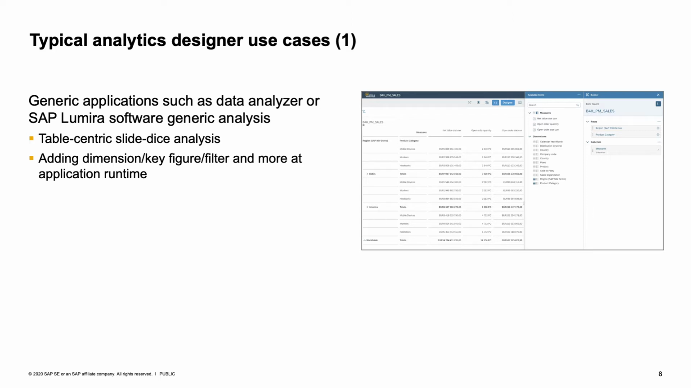is more geared toward table-centric slice-and-dice analysis, where you can add or remove dimensions and key figures in the tables, and you can also do filtering using the context menu and the filter to do very intuitive analysis. So for this kind of ad hoc, table-centric slice-and-dice analysis, you can use Analytic Designer to cover it. We have the navigation panel, we have the table, which will be able to cover this kind of table-centric slice-and-dice analysis. So that's the first typical use case.